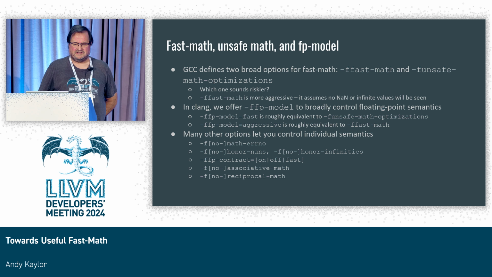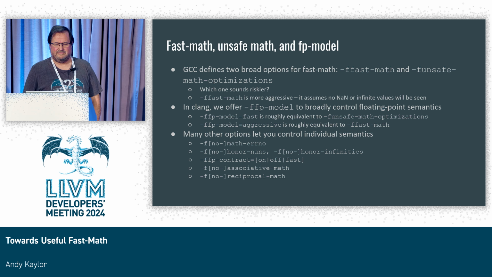And if you want to push a little further, then you can use aggressive and get what fast used to do, which is mostly equivalent to fast math with a few extra things. And finally, there are many individual options that let you turn things off. This is useful because some of these things, like if you're not checking errno, you should really be using -fno-math-errno, because that lets us do optimizations on the math library functions that we couldn't if we have to correctly maintain errno.